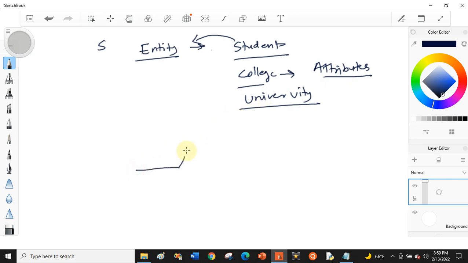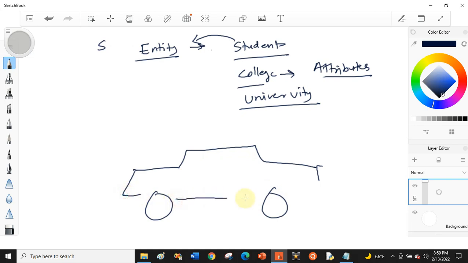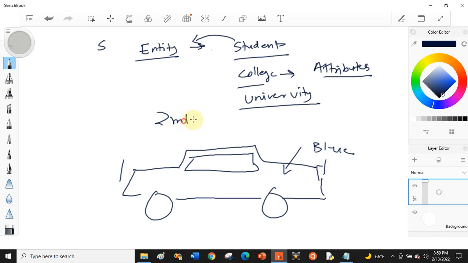It's very simple. Suppose you have a car. What are the features of the car? I'm not very good at drawing, but still you have to bear it. Anyways, jokes apart. Suppose you have to imagine a car. What is the color of your car? For example, my car is blue. What is the size of your car? It is maybe 2 meters tall approximately. I'm not a mechanical engineer who designs a car, I'm just giving you an example.